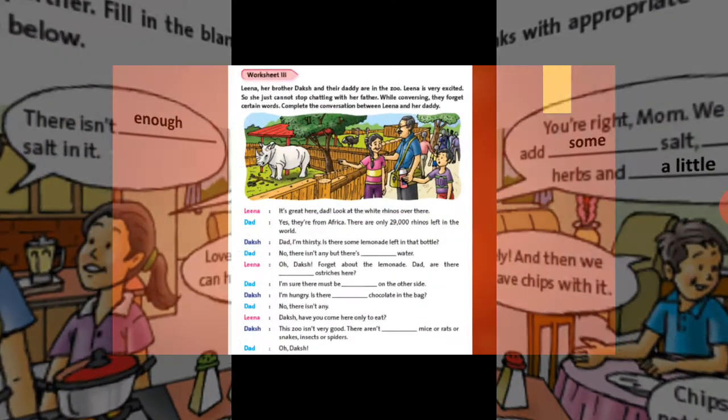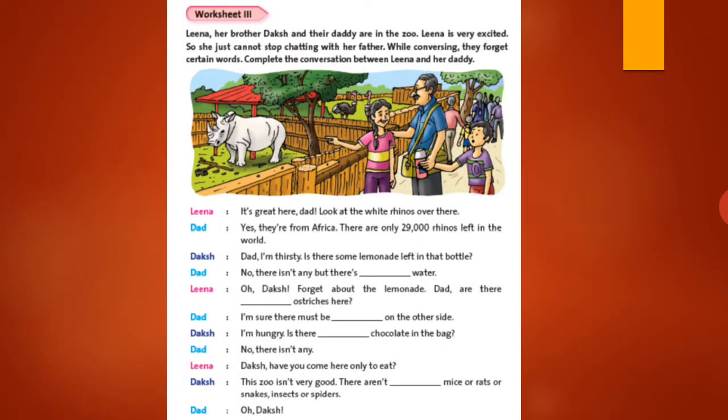Let's see. Worksheet 3. Leena, her brother Daksh and their daddy are in a zoo. Leena is very excited, so she just cannot stop chatting with her father. While conversing, they forget certain words. Complete the conversation between Leena and her daddy.